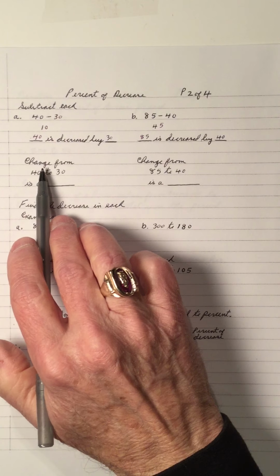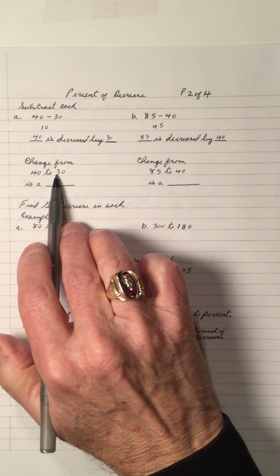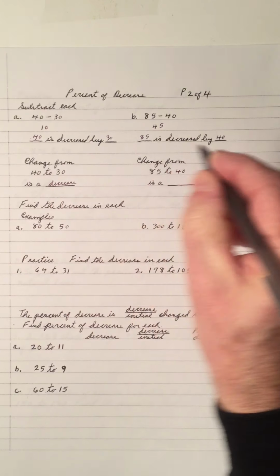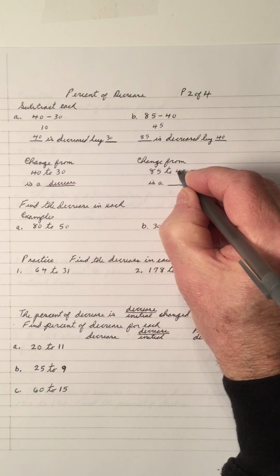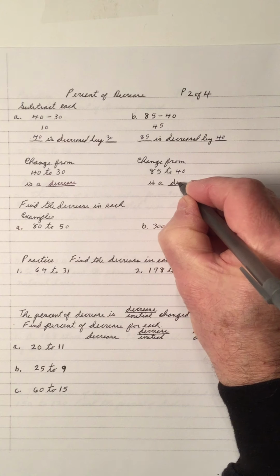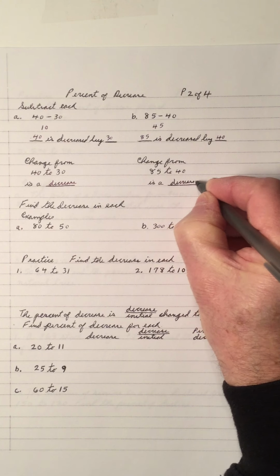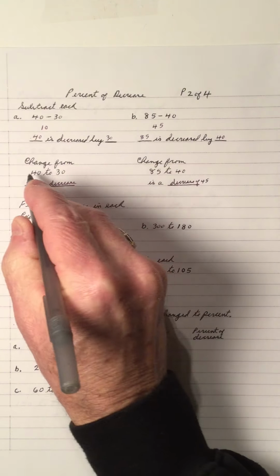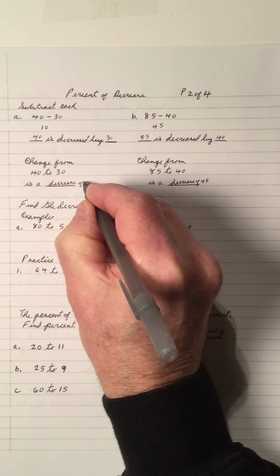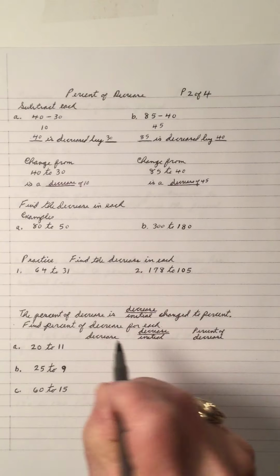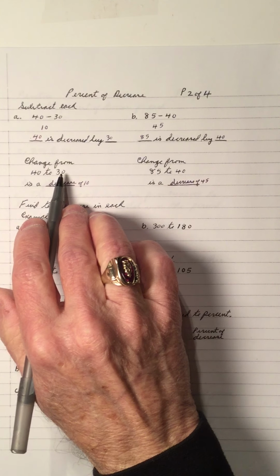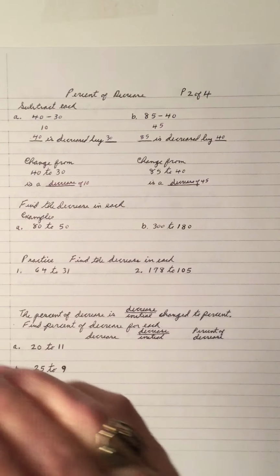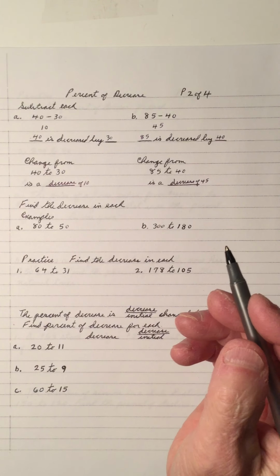So if you went to change from 40 to 30, the change from 40 to 30 is a decrease, because you're going down. To change from 85 to 40 is a decrease. So it's a decrease of 45, or in the first one, it's a decrease of 10. Increase would be the other way, from 30 to 40, going up by 10.